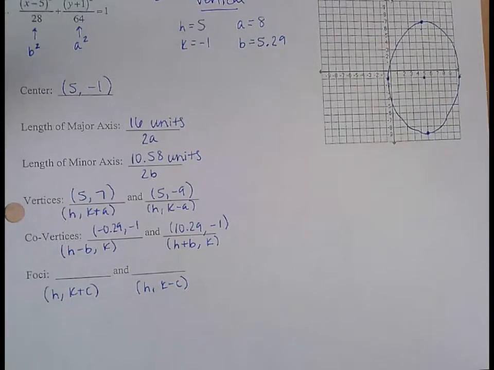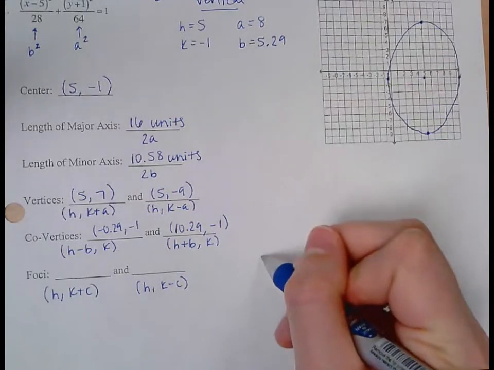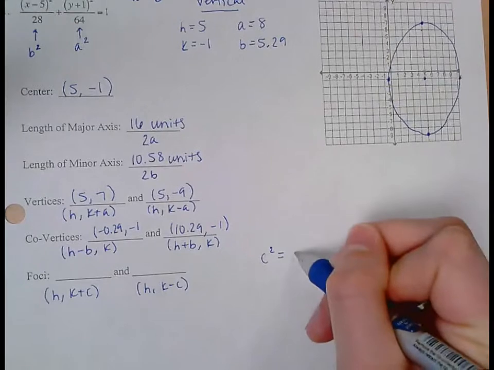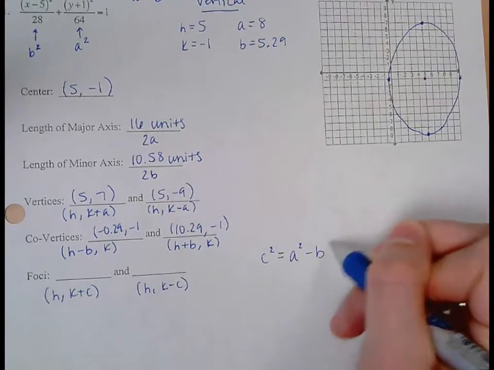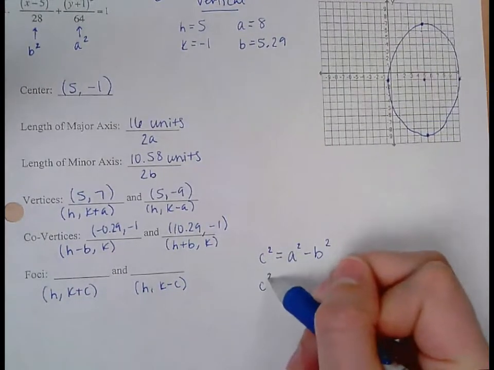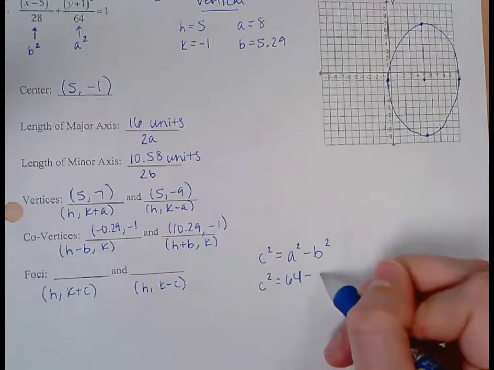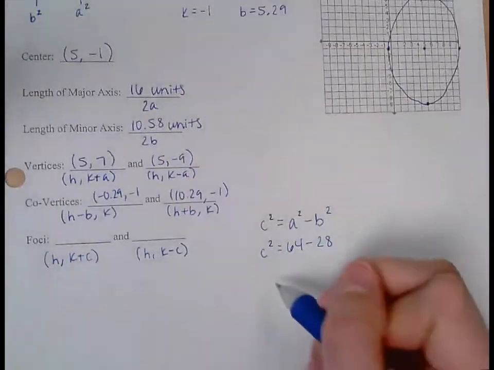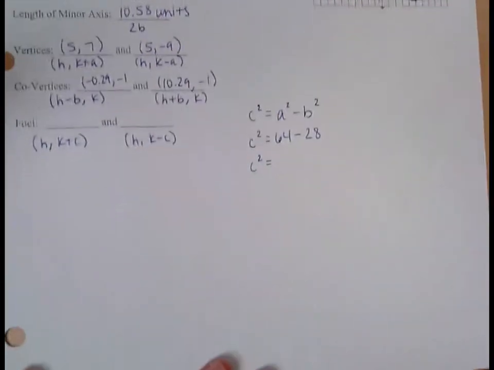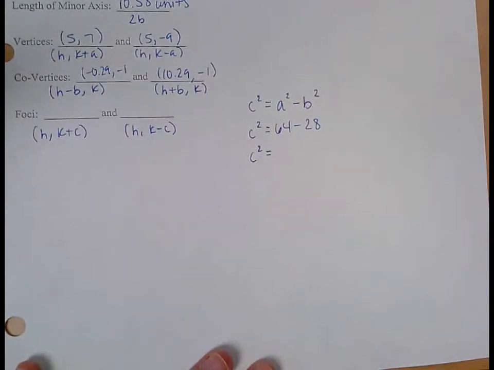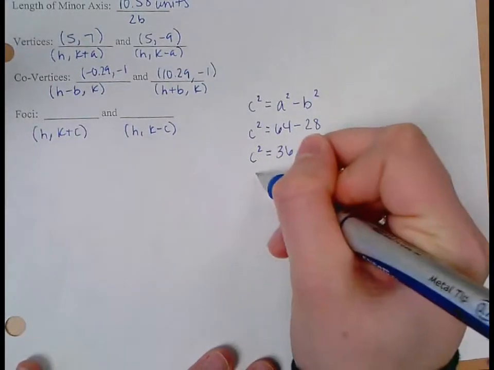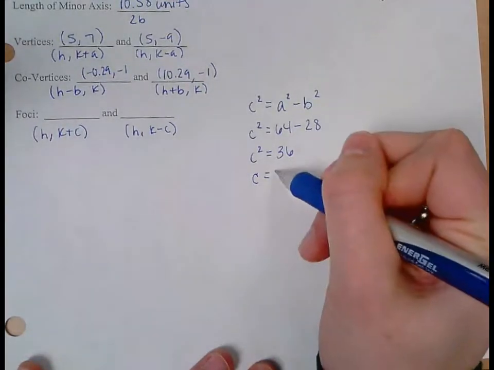So in order to find the foci, we need to find c. How do we find c? So c squared is a squared minus b squared. So I know a squared is 64 minus b squared is 28. So c squared equals 64 minus 28 is 36. Therefore, c is equal to 6.